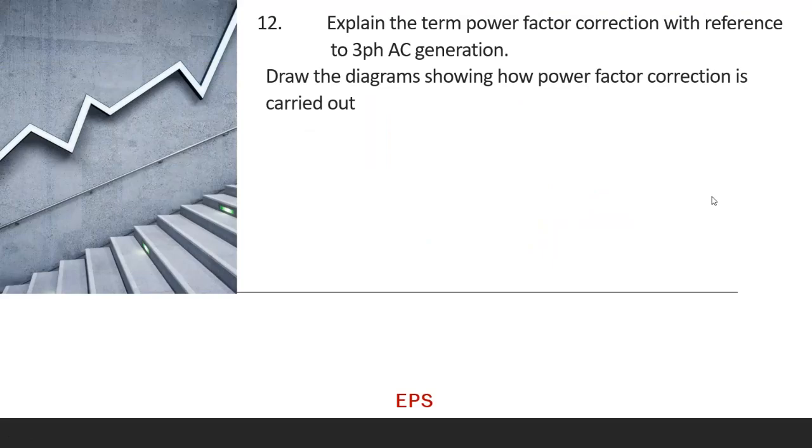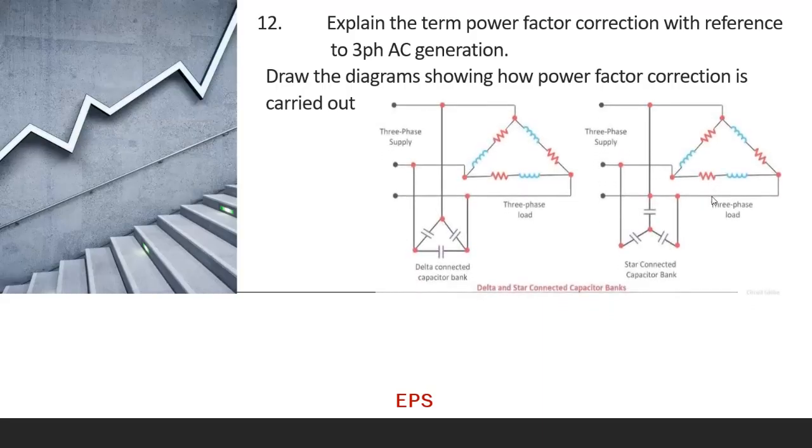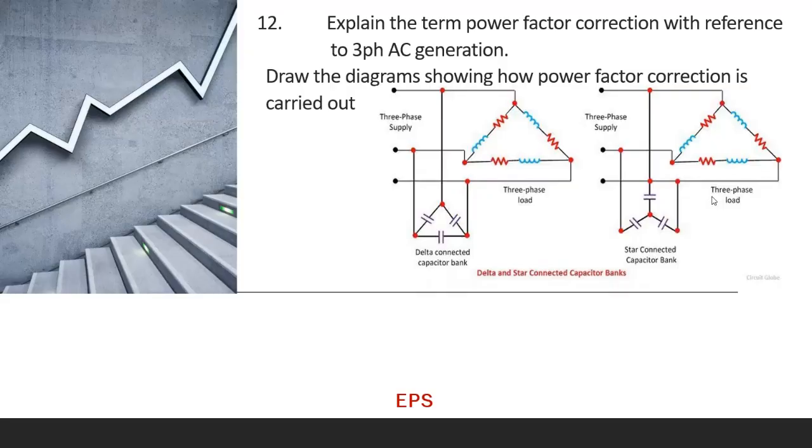Explain the term power factor correction with reference to three-phase generation. Draw the diagrams showing how power factor correction is carried out. So this is how power factor correction is carried out. We have L1, L2, L3. Make sure to include the labels L1, L2, L3. It is not necessary to draw this here.